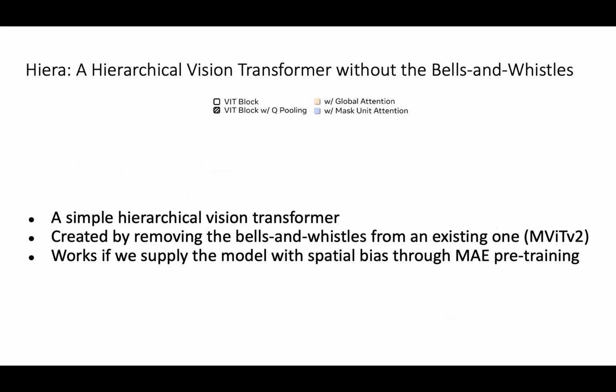So the main idea here is really that it's a very simple hierarchical transformer that is created actually by removing a bunch of bells and whistles from an existing hierarchical transformer that we also published 1 year ago. And this only works, removing these bells and whistles, only because we pre-trained with MAE now. So the model looks like this. So we have the input. Again, we mask out a large fraction, like 70-80%.